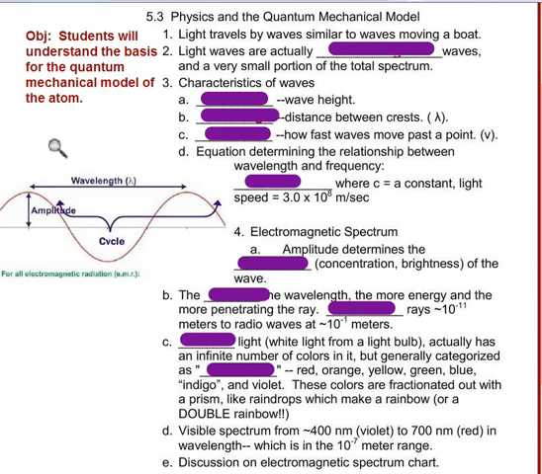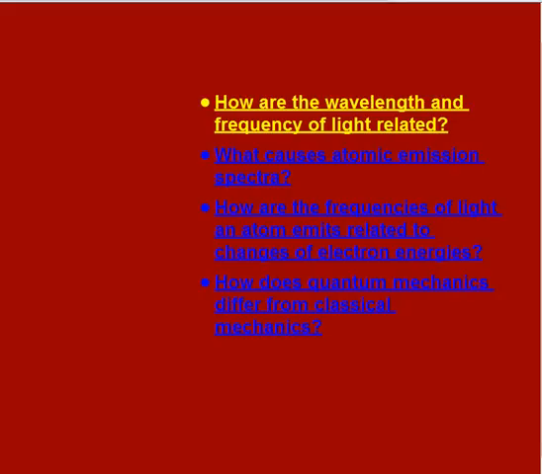Okay, so let's start at 5.3. The objective for all this is students will understand the basis for the quantum mechanical model of the atom, so I want you to write that down. But I also want you to write these down in the margins as well.